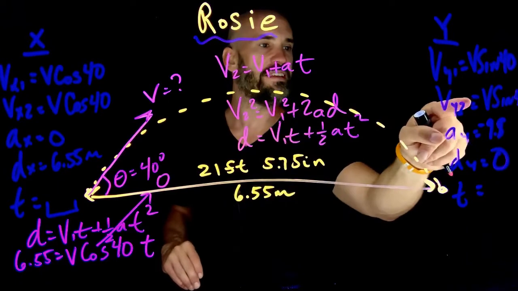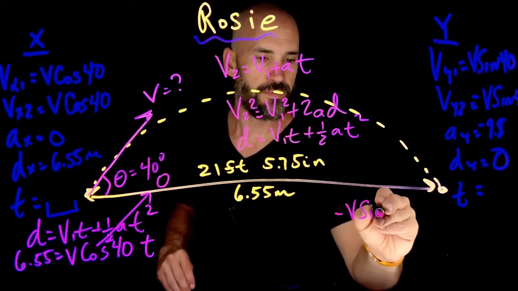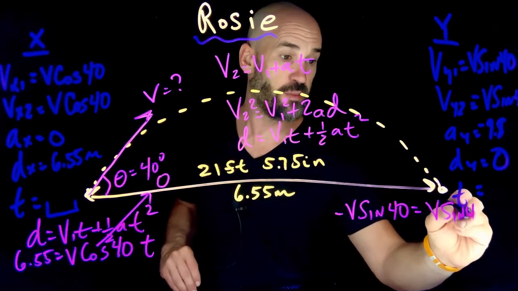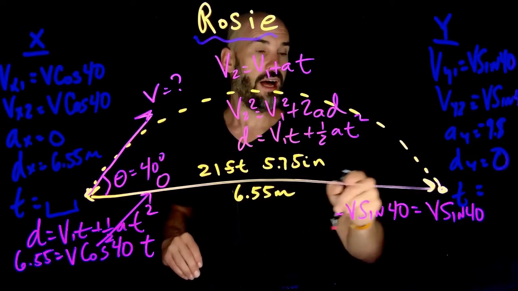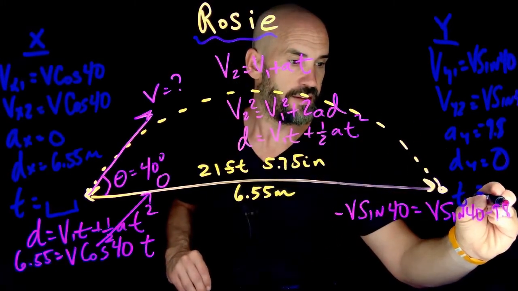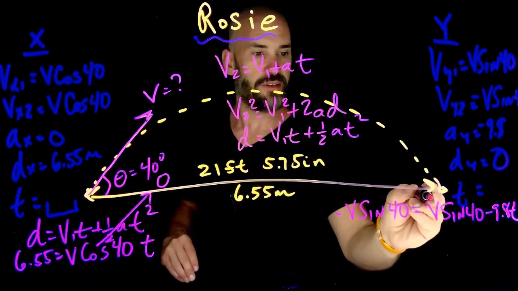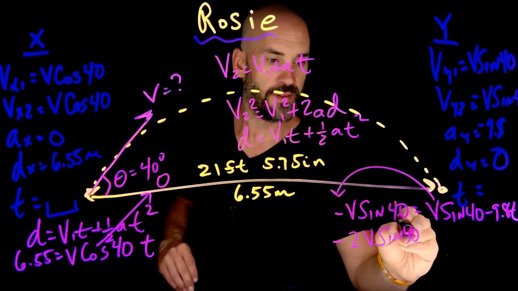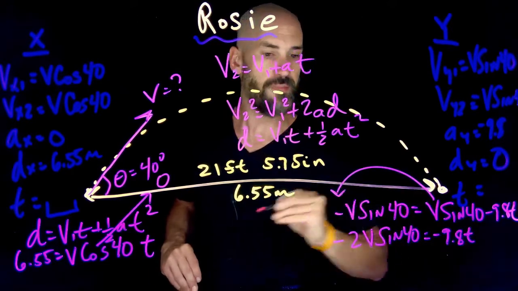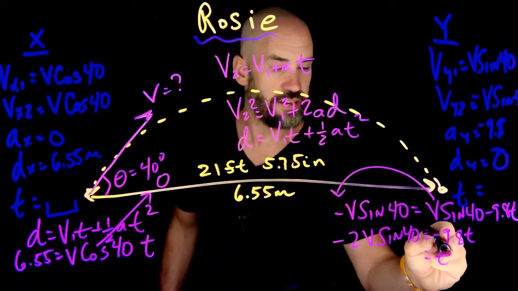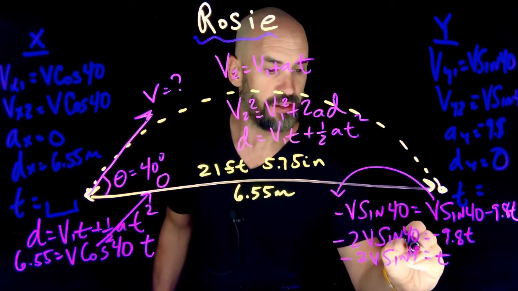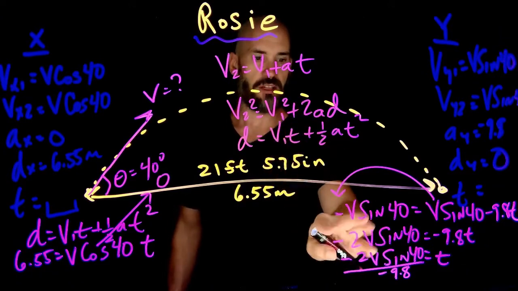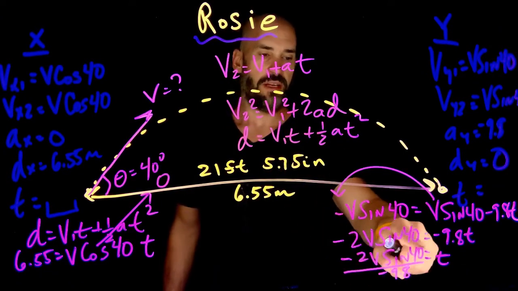So let's do that. V2 is negative V sine 40. V1 is V sine 40. You guys may be tempted to cancel those, but they do not cancel, because one's negative and one's positive. And then we have A, which is negative 9.8, times time, which is what we're solving for. Let's subtract this over to the other side, so I would get negative 2V sine 40 equals negative 9.8 T, which means that T is just negative 2V sine 40 over negative 9.8. And just in case I'm not in the screen, so that you can follow me, it's negative 2V sine 40 over negative 9.8 equals T, okay?